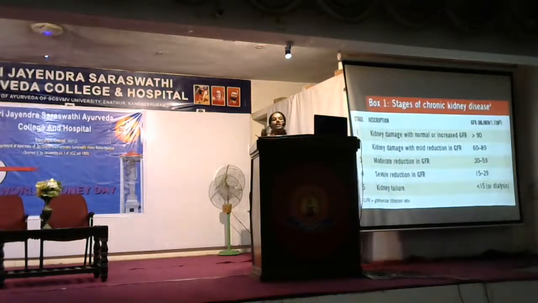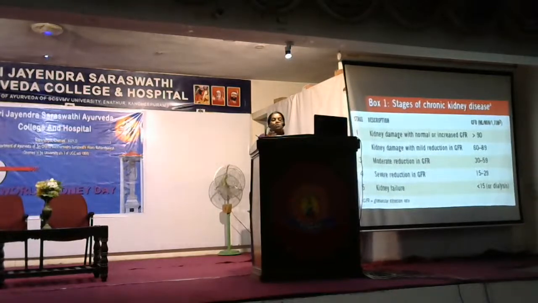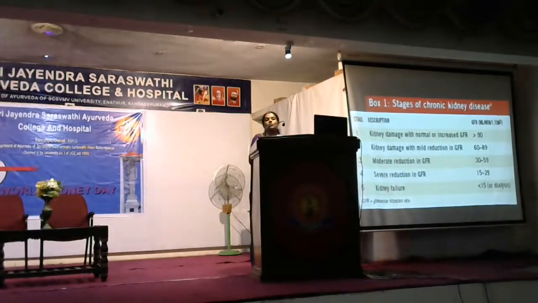This is chronic kidney disease stages 1 to 5, which will be there according to the glomerular filtration rate. If it is more than 90 with mild renal parameter changes, it is kidney damage with normal GFR, the first stage. If the glomerular filtration rate is reduced to 60 to 89, it is stage 2; 30 to 59 means stage 3; 15 to 29 means a severe condition; and less than 15 means the patient is going into renal failure.